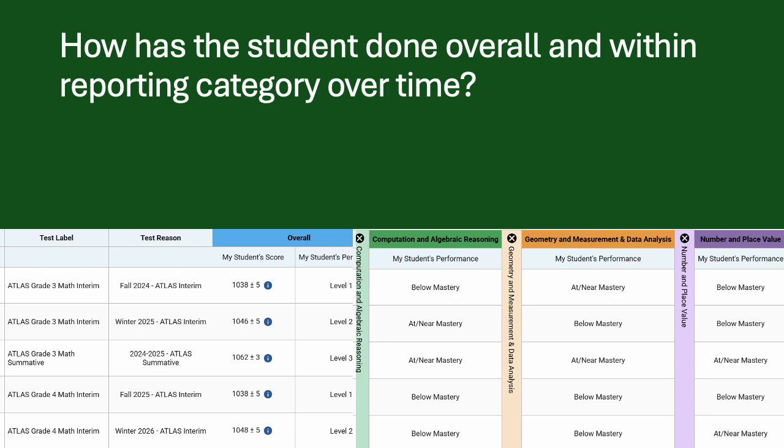I also look for patterns where maybe in one particular area they're doing better across the years than in another area. And that's another way that you can look at, how do I engage the student and support them in learning the standards for this year?